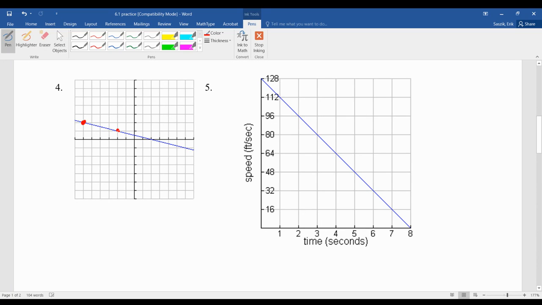Indicate points. Again, I have to go down 1. So it's negative over 1, 2, 3, 4. Remember, you're counting the number of spaces that you move.